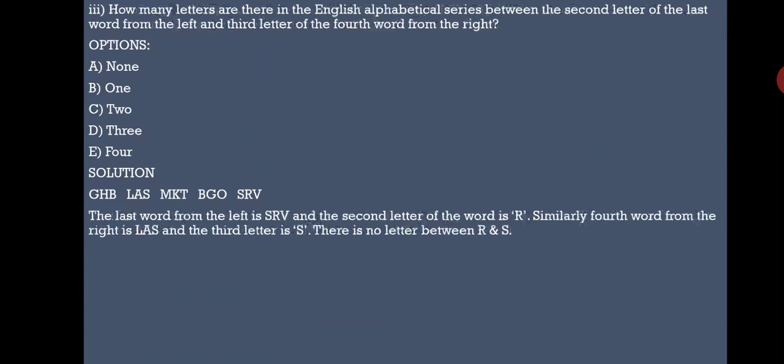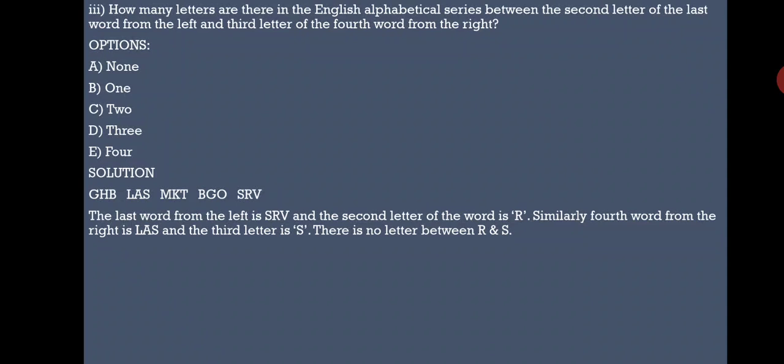Third question: how many letters are there in the English alphabetical series between the second letter of the last word from the left hand and third letter of the fourth word from the right? The options are A none, B 1, C 2, D 3 and E 4. Solution: first write the given terms GHB, LAS, MKT, BGO and SRV. Now we need to interchange, right? How many letters are there in the English alphabetical series between the second letter of the last word from the left and third letter of the fourth word from the right?